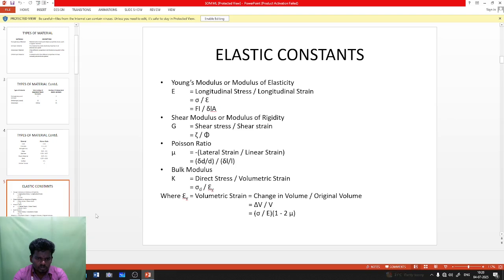For Poisson ratio, nu is equal to minus of lateral strain by linear strain, which is delta D by D divided by delta L by L, meaning change in diameter by original diameter and change in length by original length. Finally, bulk modulus K is equal to direct stress by volumetric strain, sigma D by epsilon V, where epsilon V is the volumetric strain, equal to change in volume divided by original volume, delta V by V, which is equal to sigma by E into 1 minus 2 nu.